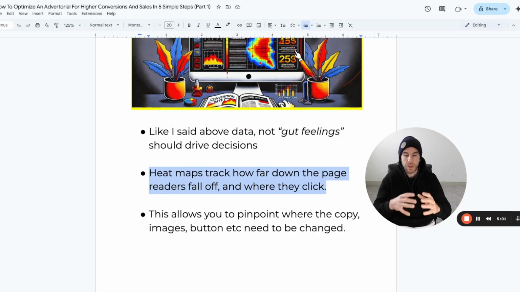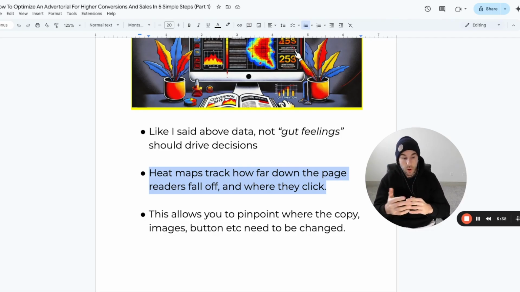And that allows you to pinpoint where the copy, the images, or the button, etc., needs to be changed. It gives you a really clear idea of exactly where the clicks on the page are going. So maybe you need to adjust buttons on the page to match up with where people are already naturally clicking. It shows where the big drop-off point is in the traffic, where people stop reading the page. If you're running something like a listicle, maybe you need to rearrange the different reasons so that you have a much stronger reason right where the typical drop-off point is.